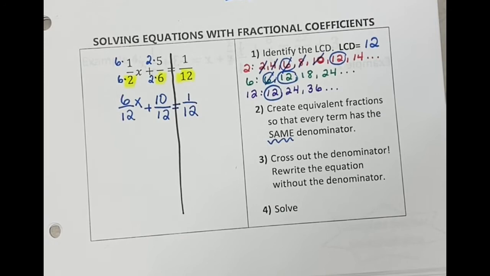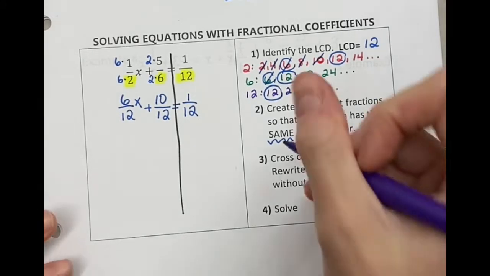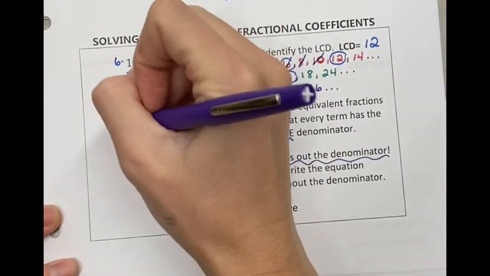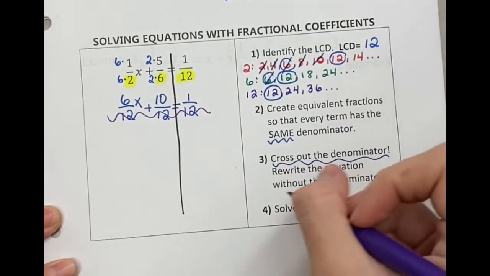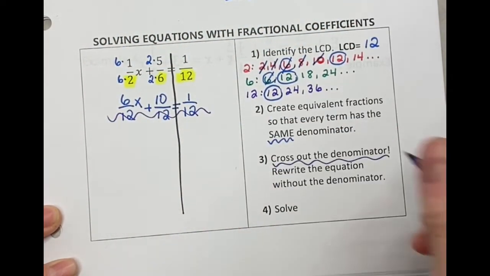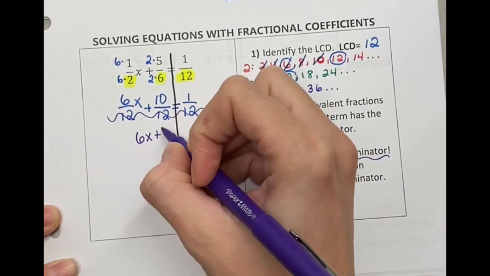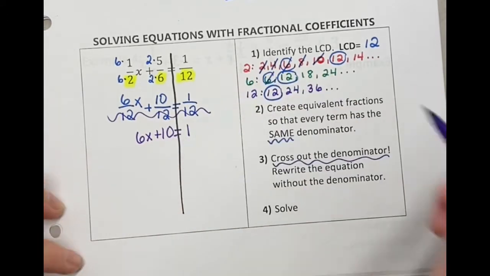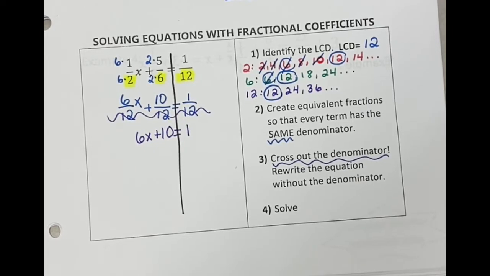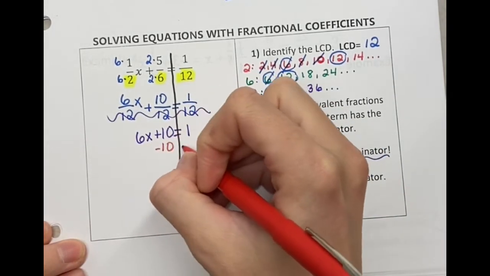Then once we have all of the same denominators, we can just cross out the denominator. So I'm going to cross out my denominator and then rewrite the equation with just my numerators. So this is 6x plus 10 equals 1. Then we're just going to solve it like it's a regular equation. So the first thing I need to do to solve this, it's just a 2-step, is subtract 10 on both sides.